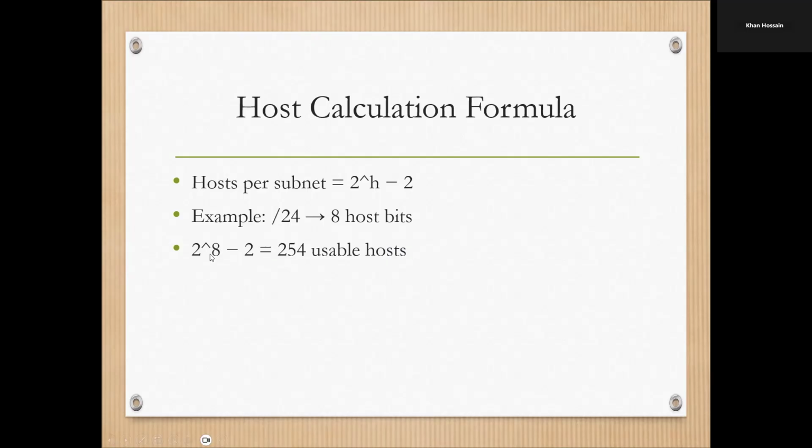How do we get this 2 to the power 8? If you subtract 24 from 32, that becomes 8 host bits. And that's how we get 2 to the power 8 minus 2, which makes 254 usable hosts.